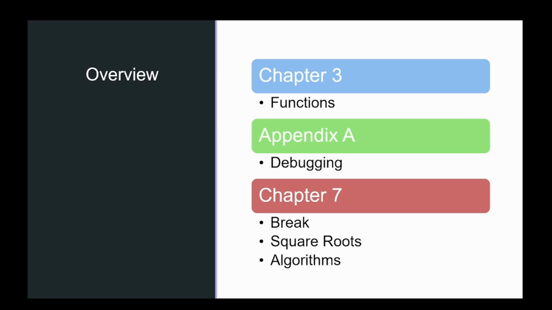In all, we've covered chapter 3, which is functions, which there was a lot about different functions. We slightly discussed Appendix A, but I do want you to go and at least skim it. And then we finished up chapter 7 talking about breaks and how we use square roots as algorithms.